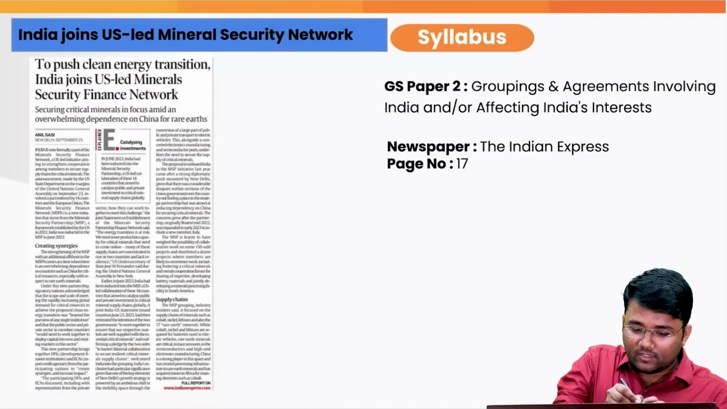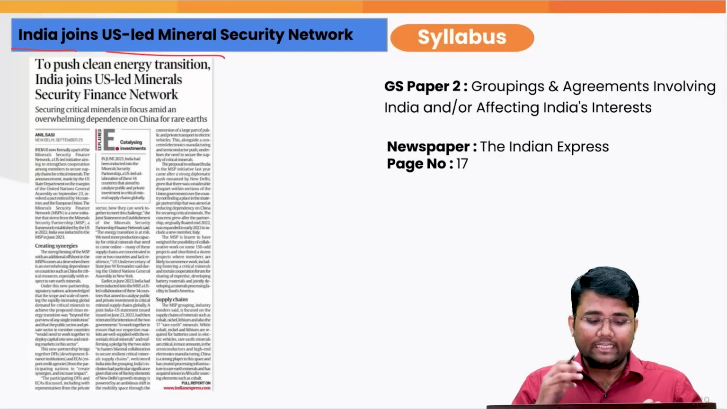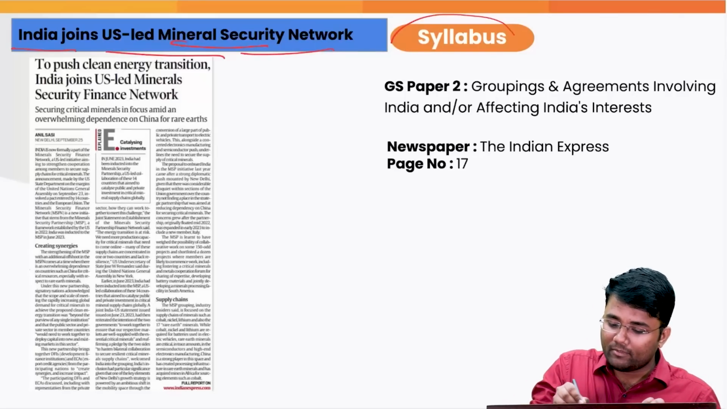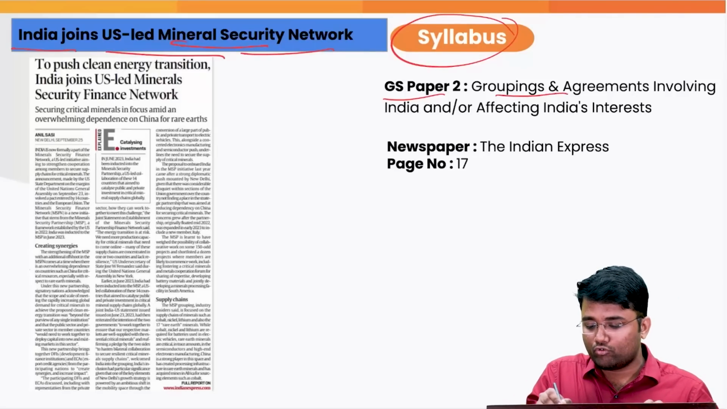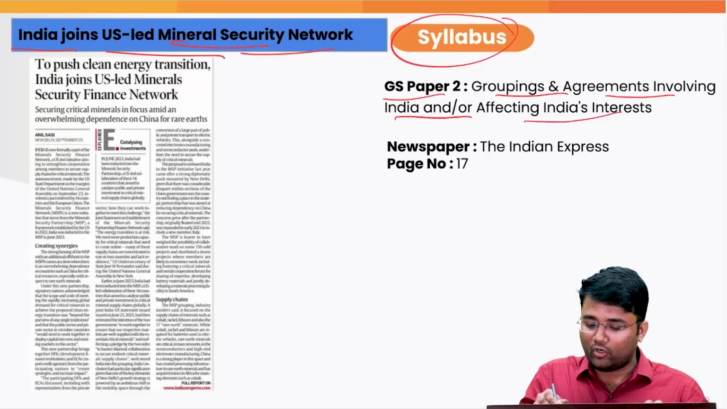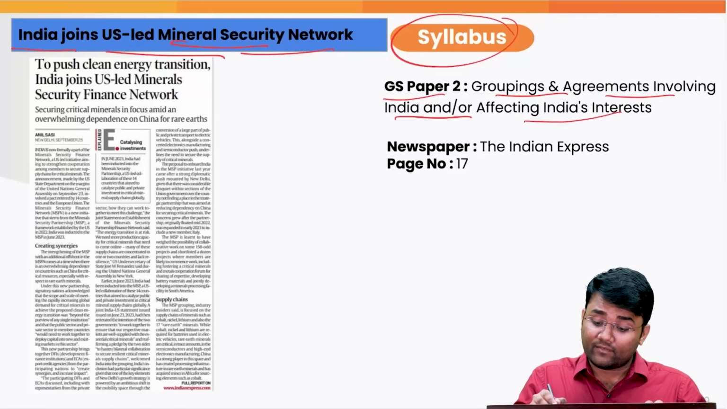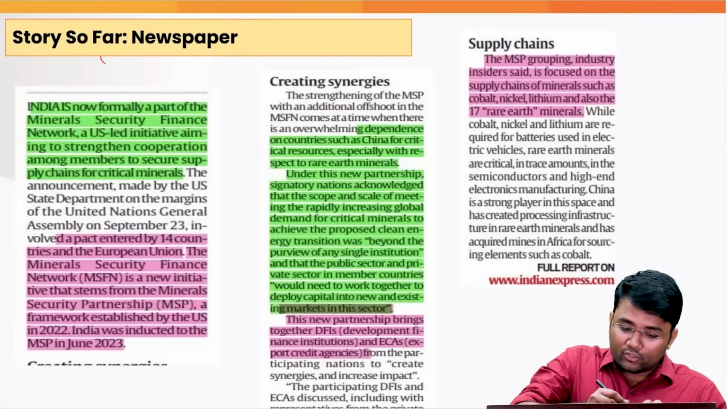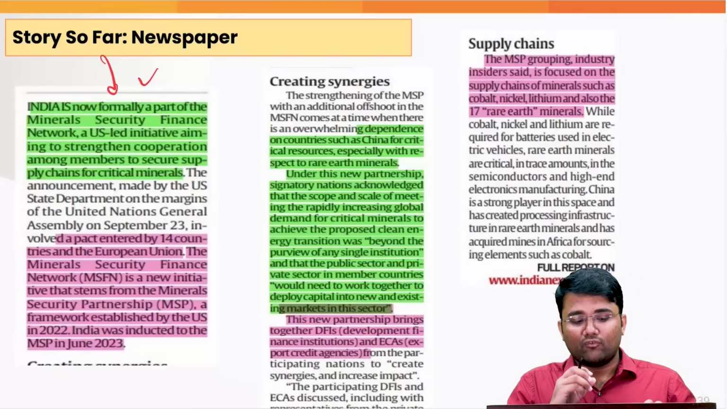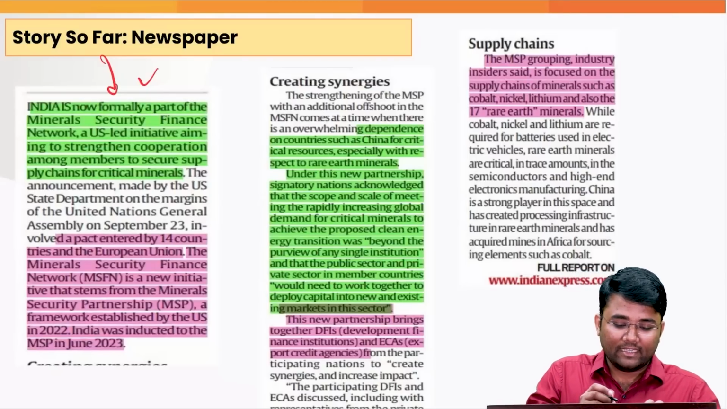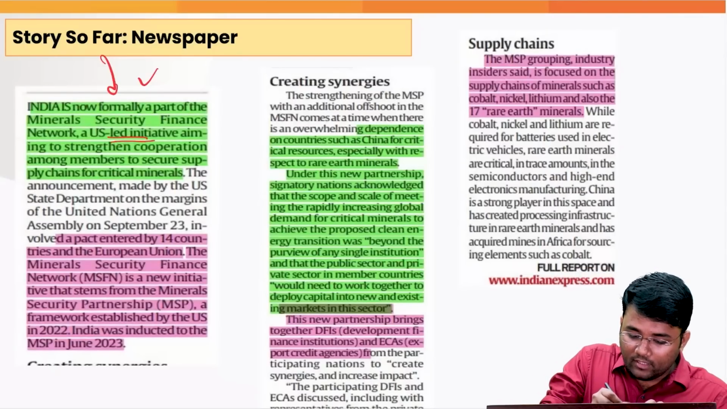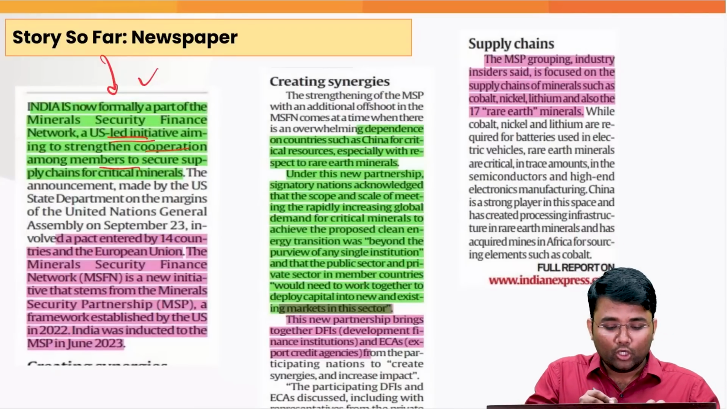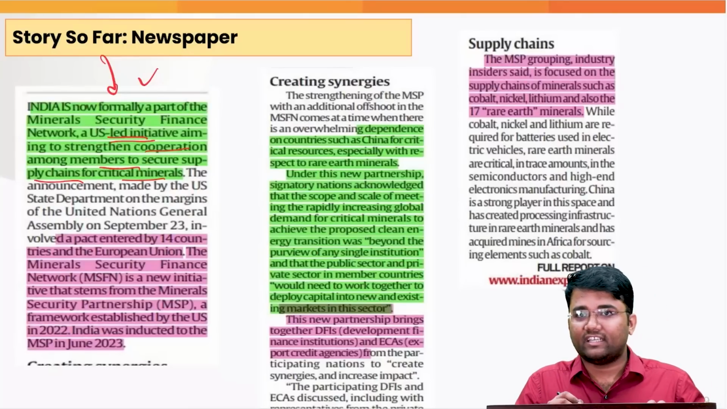Coming to our simplified section, the first topic here is that India joins the US-led Mineral Security Network. This topic pertains to the syllabus of GS Paper 2, groupings and agreements involving India and or affecting India's interest, and it appeared in the Indian Express, page number 17. So what is the story so far? India is now formally a part of the Mineral Security Finance Network, a US-led initiative aiming to strengthen cooperation among members to secure the supply chains for critical minerals.